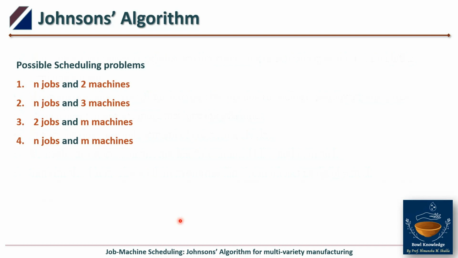There is the n jobs 2 machine problem, the n jobs 3 machine problem, then the 2 jobs m machine problem, and the n jobs n machine problem. Out of these, the first 2 are very important in calculations, and we will see the 2 machine problem in detail, and we will take a glimpse of the 3 machine and n machine problems.